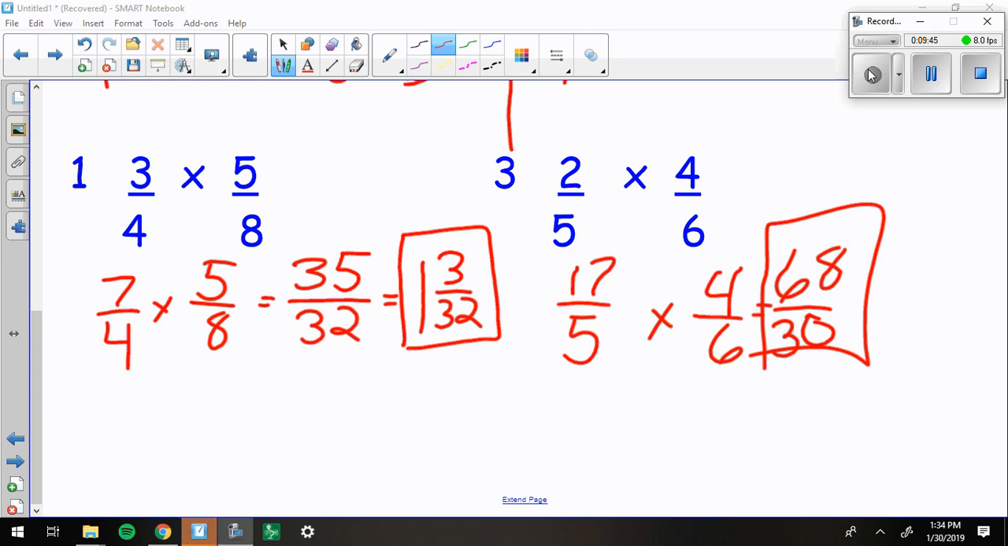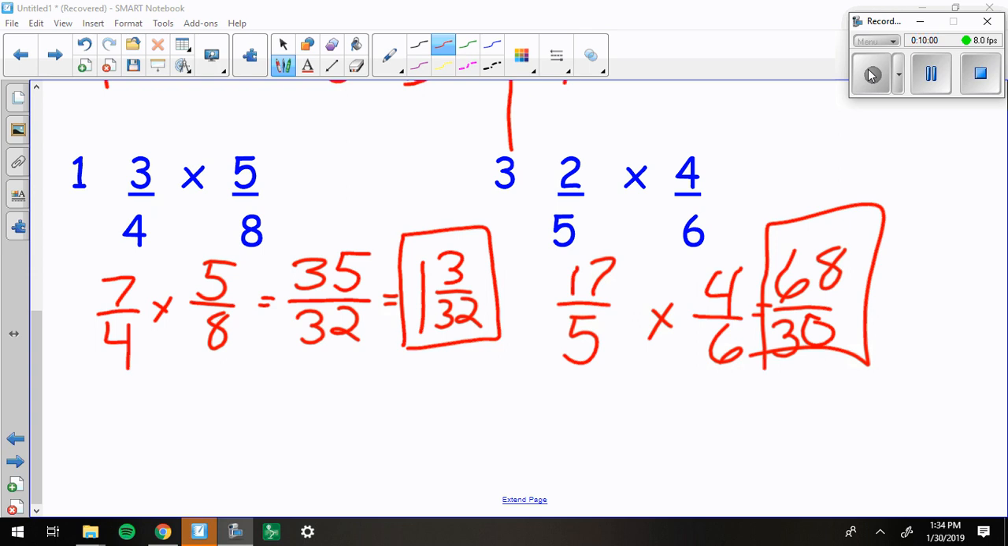Back to this math. 1 and 3/4 times 5/8. 1 and 3/4 equals 7/4 times 5/8 equals 35/32. We need to reduce that 1 and 3/32. Staying with me? I know. 1 mile a minute here.